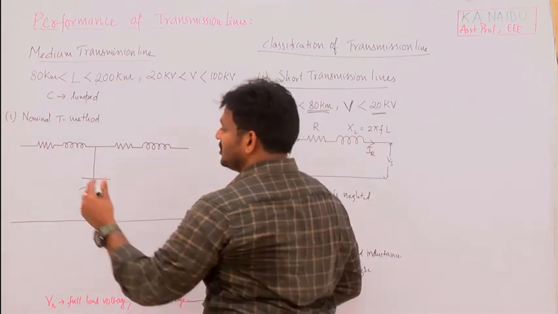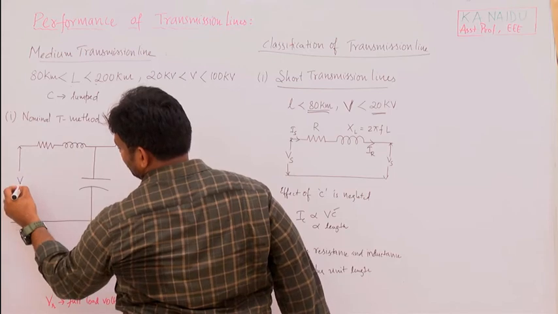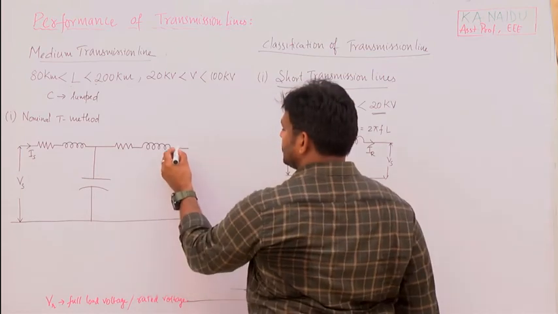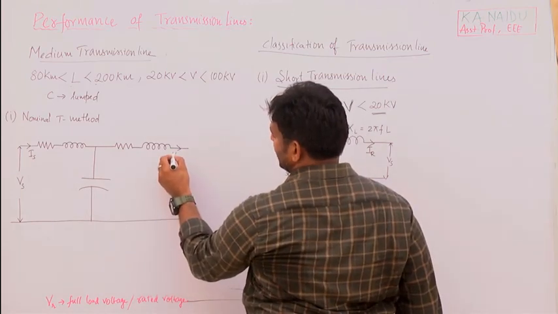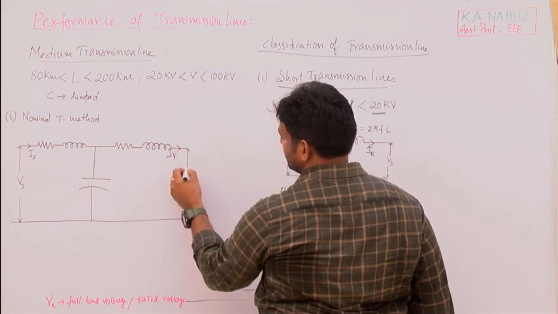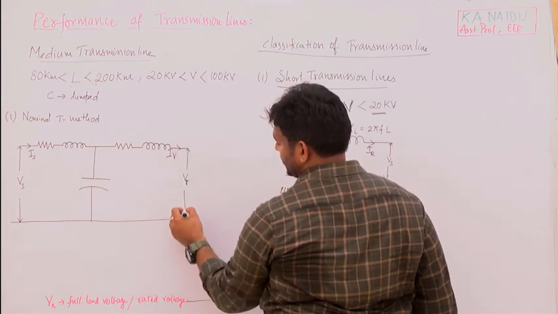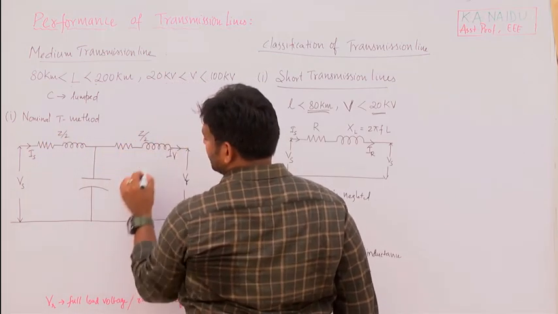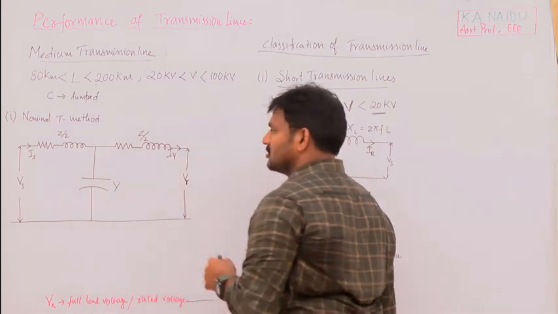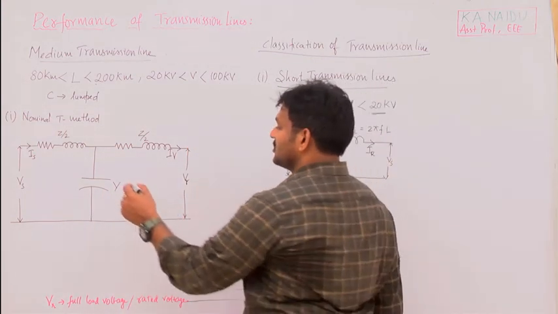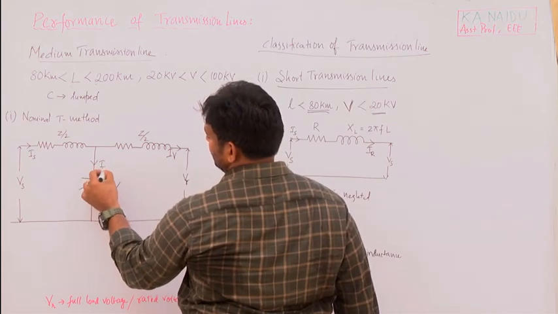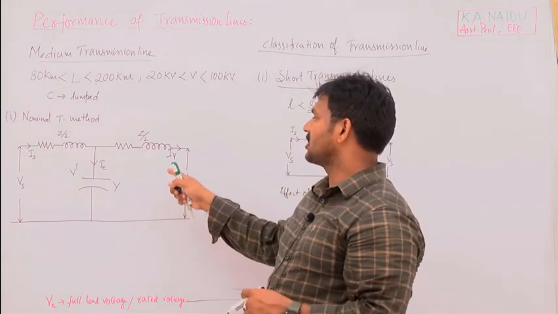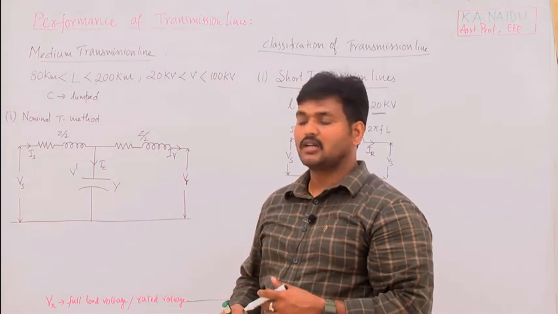So here, this is the sending end voltage Vs, sending end current Is. This is receiving end voltage Vr. This is receiving end current Ir. Series impedance is divided into two halves, whereas the shunt admittance is taken lumped at the center. Here you can assume this current is IC and the voltage is V dash across the capacitor. This type of configuration is called nominal T method.